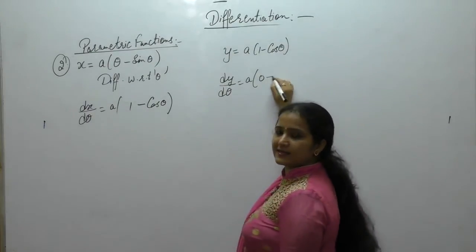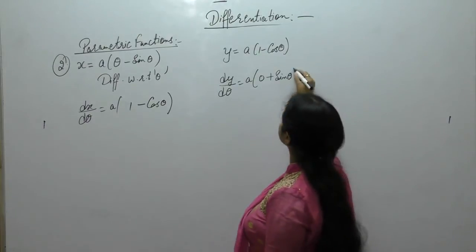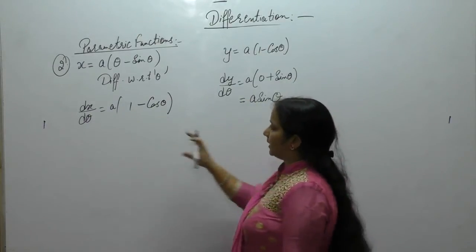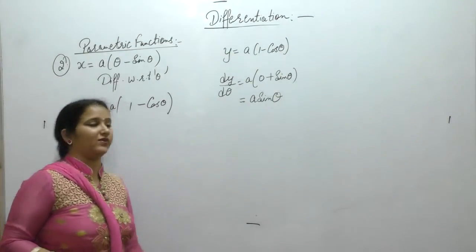Derivative of 1 is 0. Derivative of cos is minus sine. So here we get a sine theta. Now here we have 1 minus cos theta. Can we further simplify it?